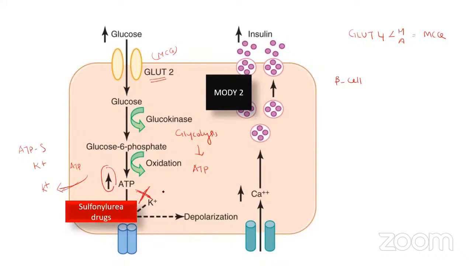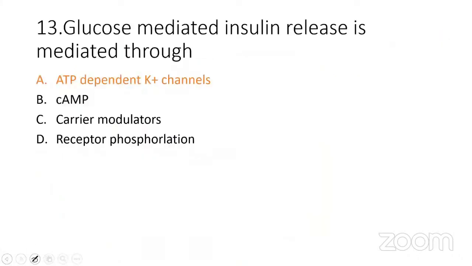The channel is blocked, which leads to a rise in potassium inside the cell. Usually the inside of the cell is negative; now positive charges accumulate, which leads to reversal of polarity, depolarization of the cell. Depolarization means increased positive charge inside the cell. That leads to opening of calcium channels, through which calcium enters. It is just like neurotransmitter release: calcium enters, and insulin is released. So the answer is that glucose-mediated insulin release is mediated through ATP-dependent potassium channels.